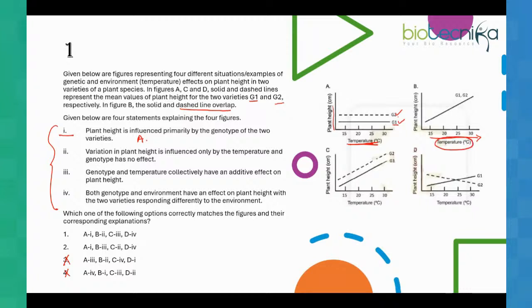Which statement is that? That will be statement number 2, that variation in plant height is influenced only by temperature and genotype has no effect. Because genotype has no effect, G1 and G2 both show the same graph. So with 2 it is B. Now with 2 it is B, you can automatically eliminate option 2 and you have got your answer.